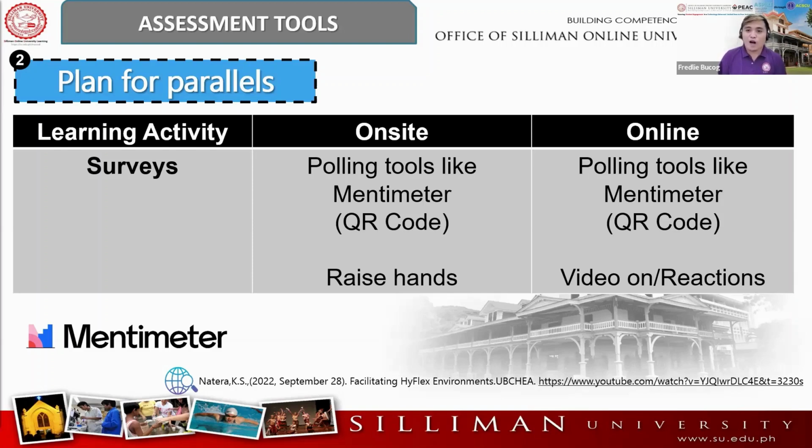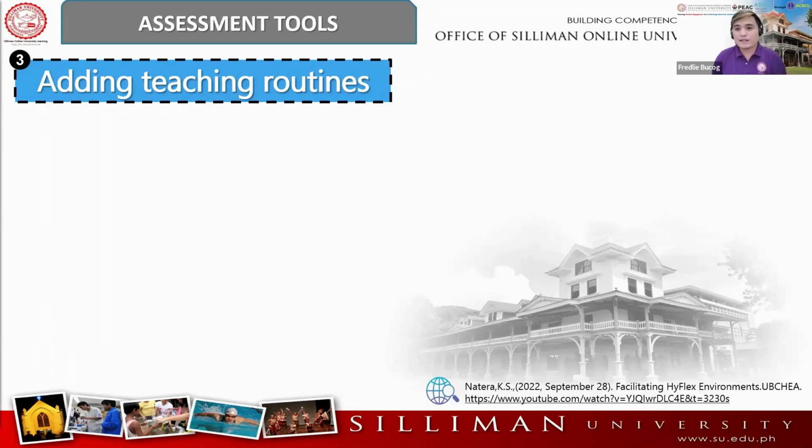And then we have our online students. Again, they are using a polling tool like Mentimeter with a QR code. So in this part, they will just scan the QR code and then answer that particular survey. And then after that, they can turn on their camera and then give responses to it, an explanation, and then they can also use the reactions icon in their Zoom.